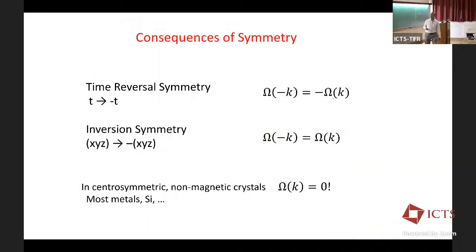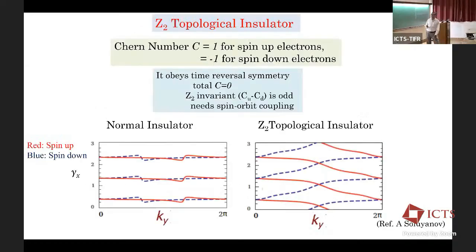insulator. And in fact, consequences of symmetries show you that for spinless systems, the Berry curvature is odd under time reversal symmetry in reciprocal space, and it's even under inversion symmetry. So if you have a system which is centrosymmetric and time reversal symmetric, the Berry curvature is identically zero, and hence the Chern number is zero as well. Of course, you can develop what are called Z2 topological insulators, introduced by Kane and Mele.